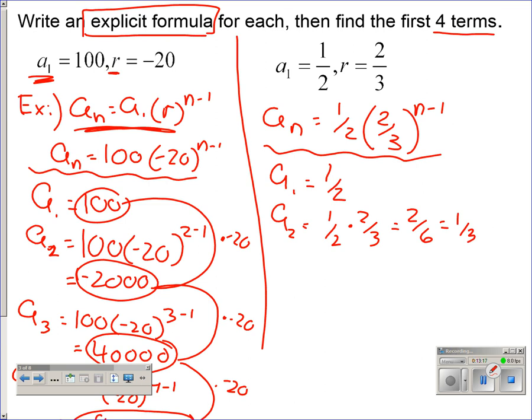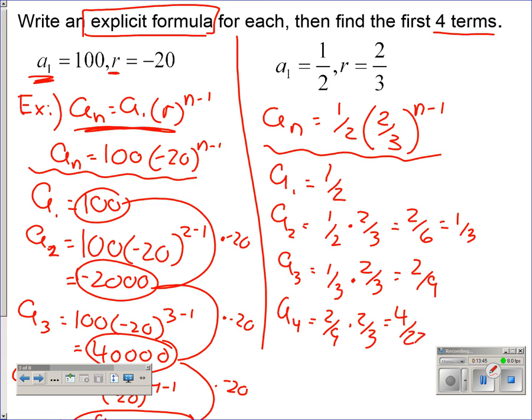If I want my next term, that's 1/3 multiplied by our rate again, which is 2/3, which is 2/9. And my last term would be 2/9 multiplied by our rate again, which was 2/3. And finally, I'm getting 4/27. Not too bad.